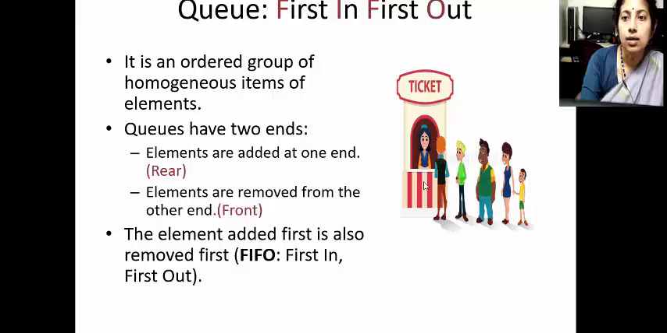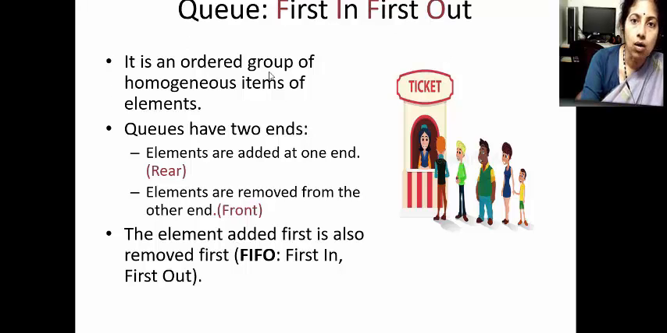Standing in a line for a ticket is a real-time example of a queue. The person standing at the front of the queue will receive the ticket first, and then the next person will receive it second, and then the next person will receive it third, and so on. That is the property first in, first out.